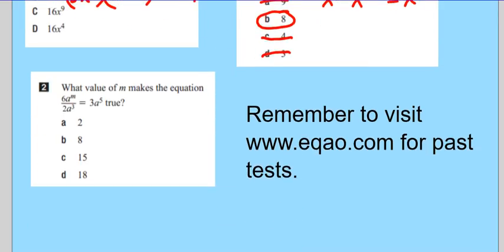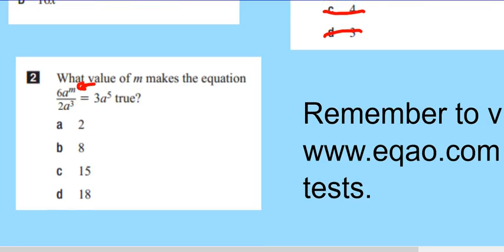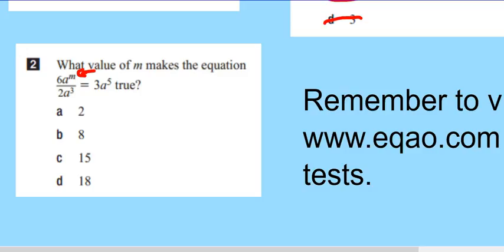Next one. So we have m here. If you can see the exponent, it's very similar to the questions that we just did, except it's written in a different way. So we have 6a to some exponent over 2a to the power 3. It has to be equal to 3a to the power 5.